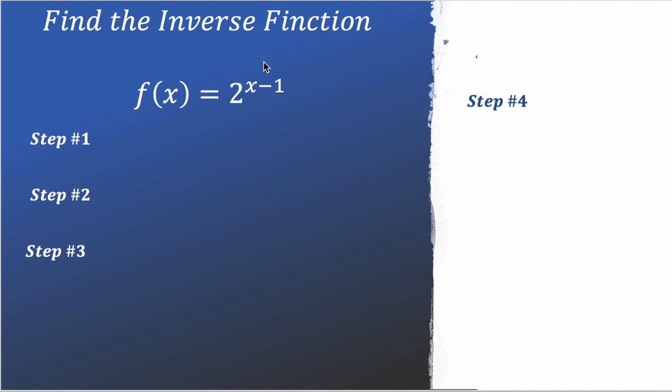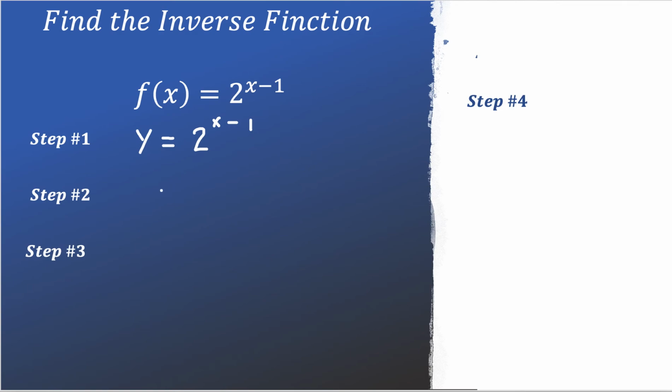Find the inverse function of the exponential function 2^(x-1). We are following the same steps we follow in general to find the inverse function. Step 1: f of x we write as y, which is equal to everything else written the way it is, 2 in the exponent x minus 1.